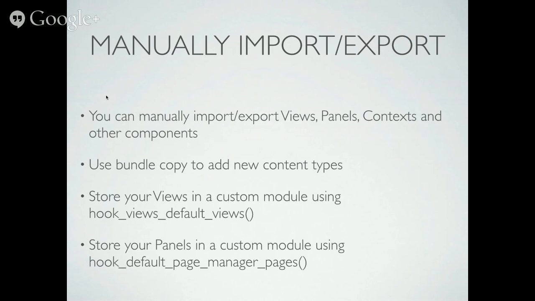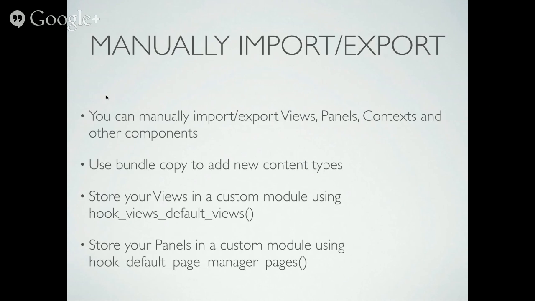So importing and exporting components is always an option. This is something I talked about earlier. So things like views, panels, contexts, you can manually import and export these. And for content types, you can use the bundle copy module. And these are things that you can manually import and export. There's a user interface for it. But you can also put these into your custom modules.